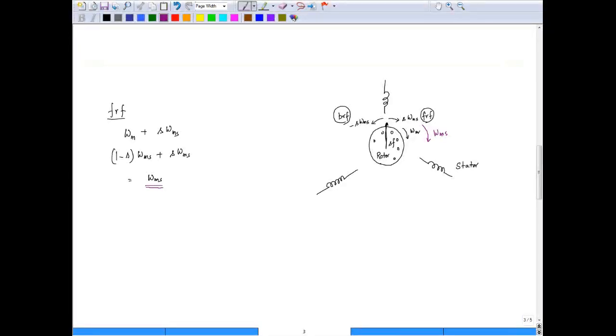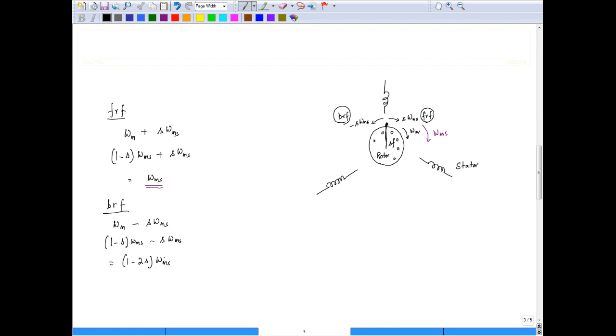What about the backward rotating field? The backward rotating field is rotating at minus s omega ms. So what is the speed of the backward rotating field with respect to the stator? This is for the backward rotating field: omega m minus s into omega ms. So what is this? This is (1 minus s) omega ms minus s omega ms, that is (1 minus 2s) omega ms.